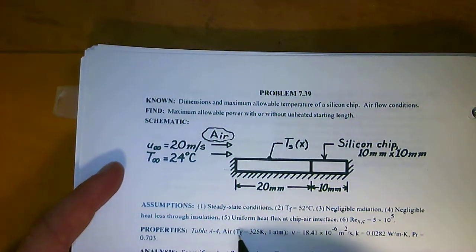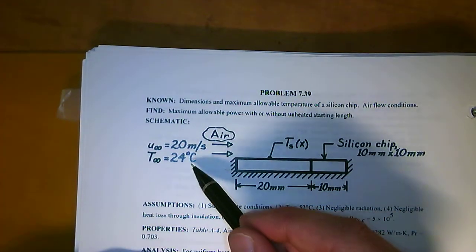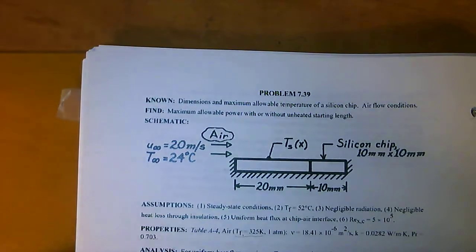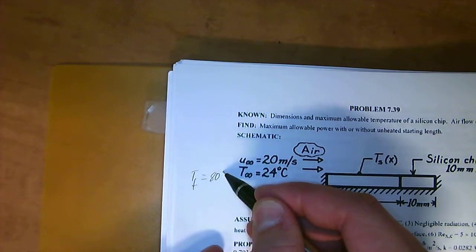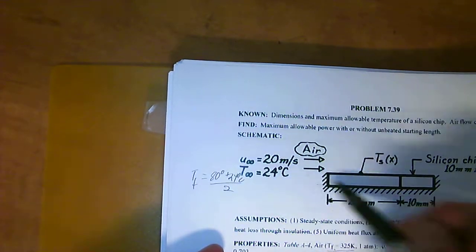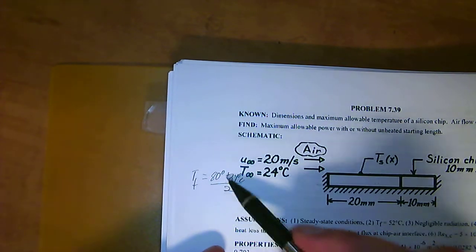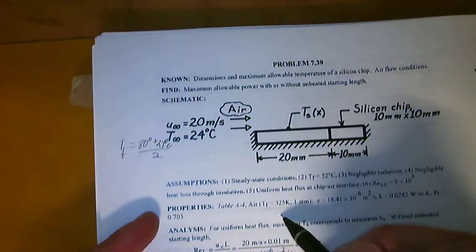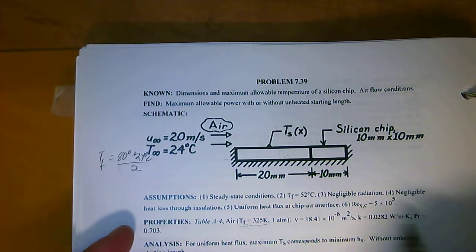Right here from table A4 for air, T film is equal to 325. If you're not familiar with T film, it's basically a median temperature between T infinity and T surface. The T of the surface is 80 degrees C. So T film is equal to 80 degrees plus 24 degrees C all over 2, which is just the average of the T surface and the T infinity. We're using 80 degrees because that's the maximum temperature that this chip can be at. If you do this calculation and turn it into Kelvin, you'll get this value of 325 Kelvin at 1 atmosphere. Then if you do the conversion on the air and the viscosity, you'll get all these other properties out here.